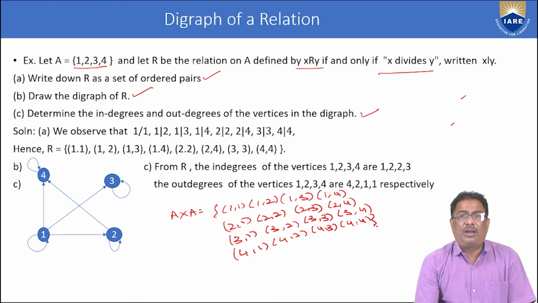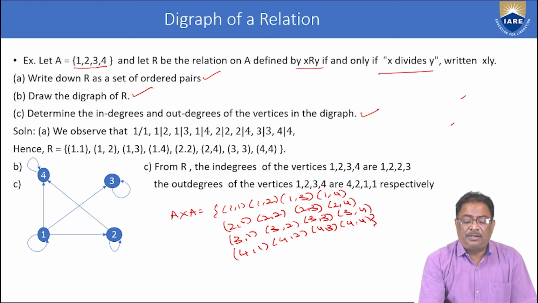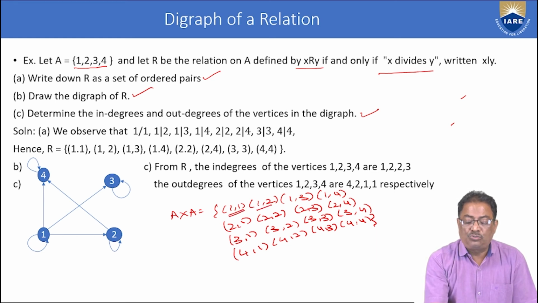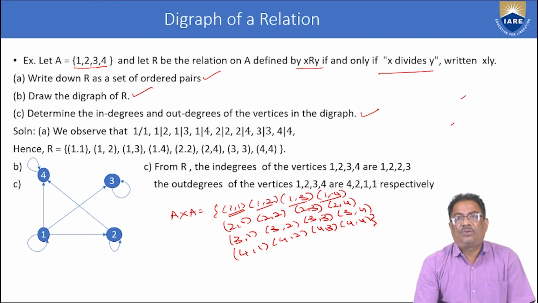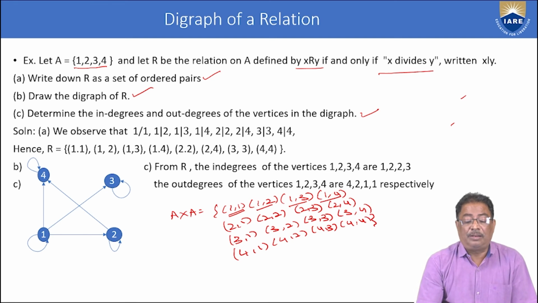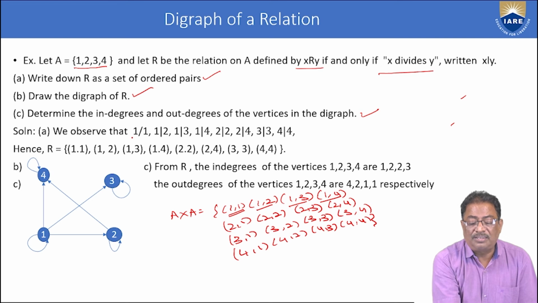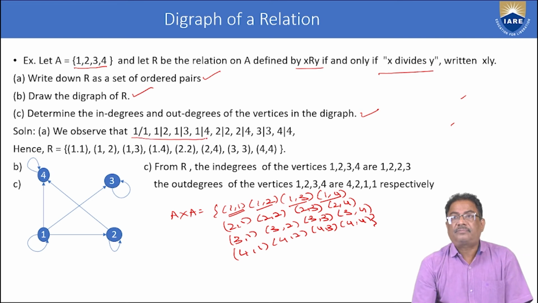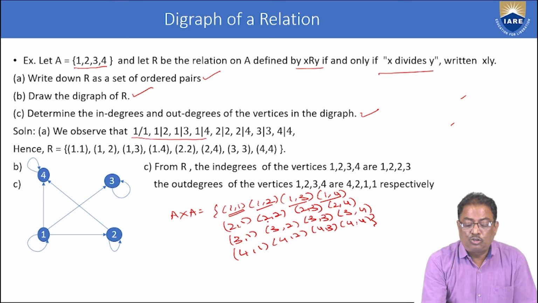Now, in this we have to select pairs where the first element divides the second element. 1 divides 1. 1 divides 2. 1 divides 3. 1 divides 4. The first element divides the second element, so we have to consider 1 to 4. Next, 2 to 2 will be there.